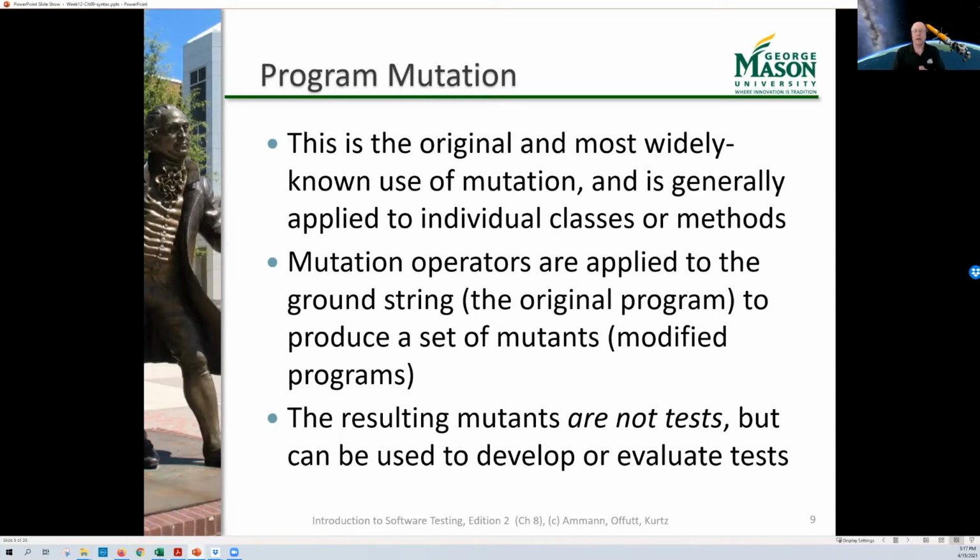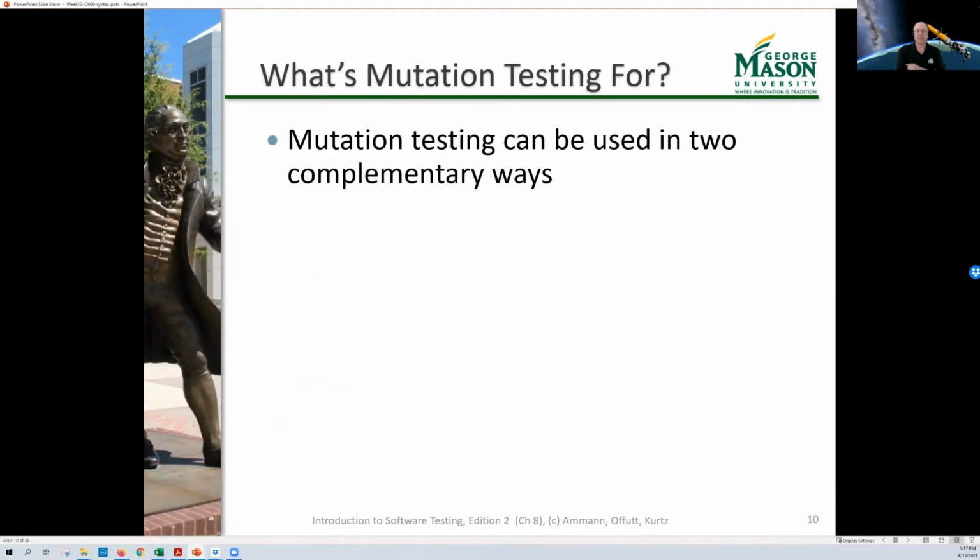We're going to apply mutation to individual classes or individual methods in order to test them. So mutation operators are applied to the ground string, which is the original text of our program, to produce a set of mutants or modified versions of our programs. It's important to understand that these mutants are not tests, right? We are not generating tests by applying mutation operators to our original code. What we're generating is mutated versions of our code that might help us develop or evaluate tests.